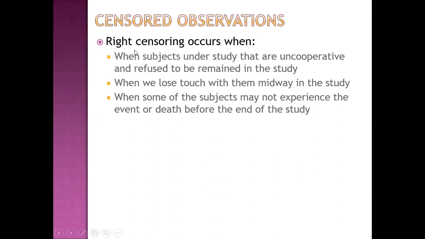Survival data is usually right censored, and right censoring occurs when subjects under study are uncooperative and refuse to remain in the study. So these subjects leave without an event happening to them. Or when we lose touch with them midway in the study, so these are lost to follow-up patients or subjects. Or when some of the subjects may not experience the event or death before the end of the study. So these are the reasons for right censoring. Sometimes there is left censoring also.